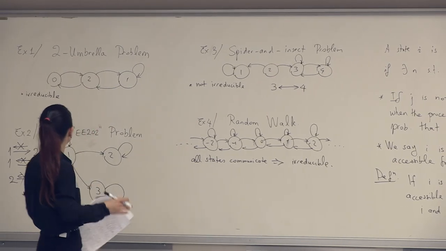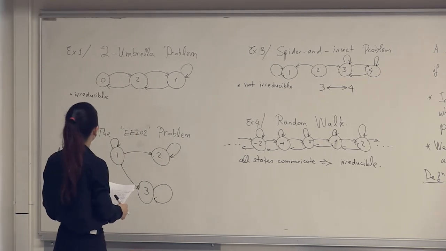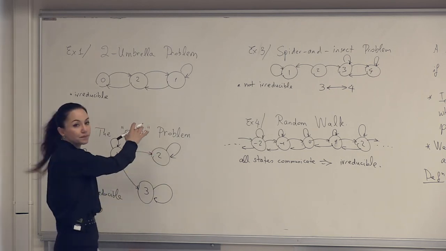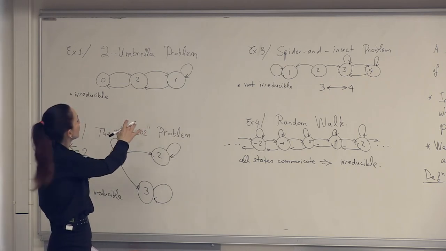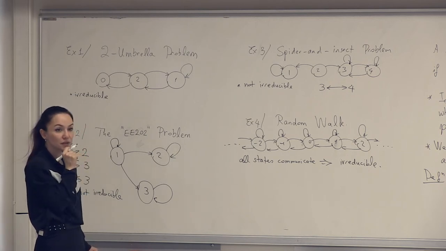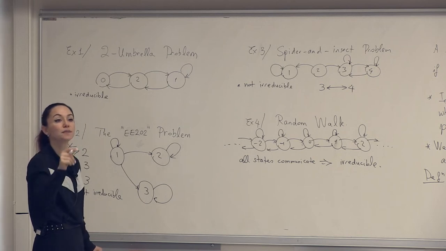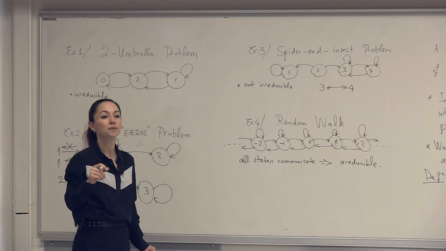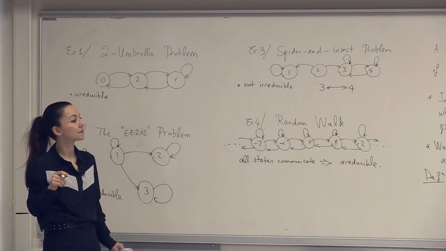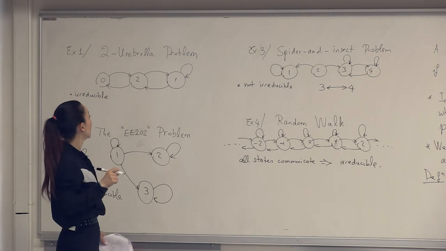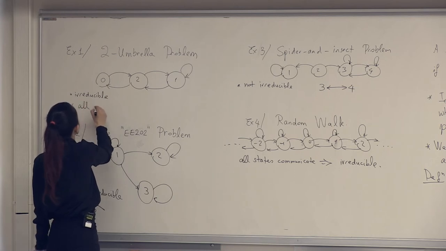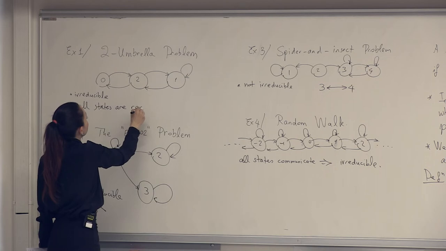Now, basically, what can you say about the states in our examples? In the two umbrella problem, are states recurrent or transient, or some of them recurrent, some of them transient? What do you think? All of them recurrent. All of them. Who said that? What's your name, please? Atakan. Atakan. Why? Because all of them are accessible from each other, so it will come back to them infinitely many times. Right. So in this case, all states are recurrent.